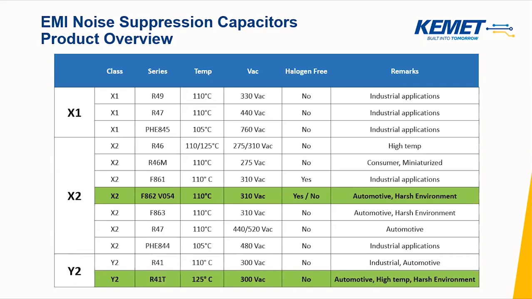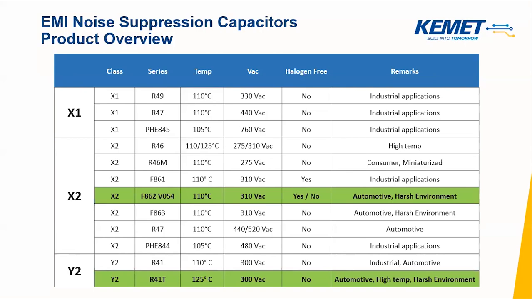Sorry, there was some loss of connection on my side. So let's resume. In X1 class, we have mainly R49, R47, and PHE845 series defined for different input AC voltages. For example, R49 is up to 330 volt AC. R47 series is suitable for applications with AC input voltage of 440 volts AC, and PHE845 is suitable for input AC voltages going up to 760 volt AC.